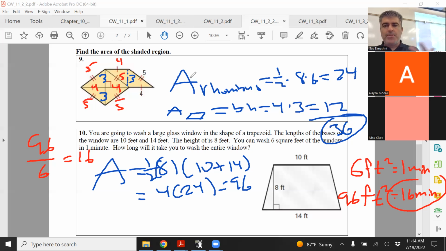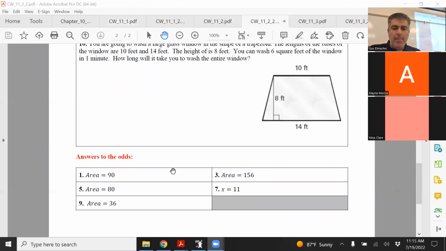10 was pretty straightforward. You just had to use proportions after you found the area. If you could wash 6 square feet of window in 1 minute, then it would take you 16 minutes. And this is also kind of good to know because if you have a business where you are window washing, some people do that for houses, and you charge by the hour, you want to make sure you get paid right for your time. So that's a good practical problem there. Okay.